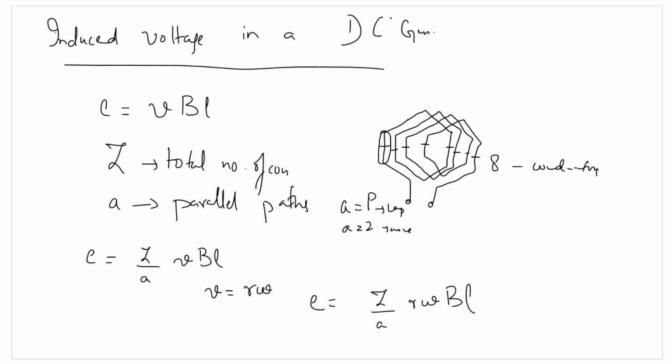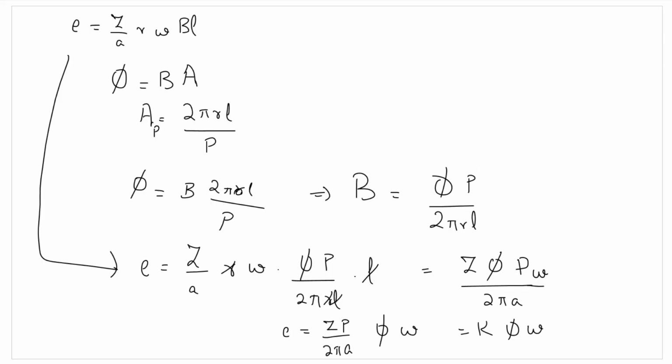Now, induced voltage is E equal to VBL. That is the voltage induced per conductor. If Z is the total number of conductors and A is the number of parallel paths, then in each parallel path the number of conductors will be equal to Z by A. So the induced voltage in one parallel path, which will be the voltage across all parallel paths, will be Z by A into VBL. Simply by mathematical manipulation, where we have replaced V equal to R omega and B equal to phi by A, where A is the area of the cylinder, and taking the area of the cylinder per pole, that will be 2 pi RL by P.